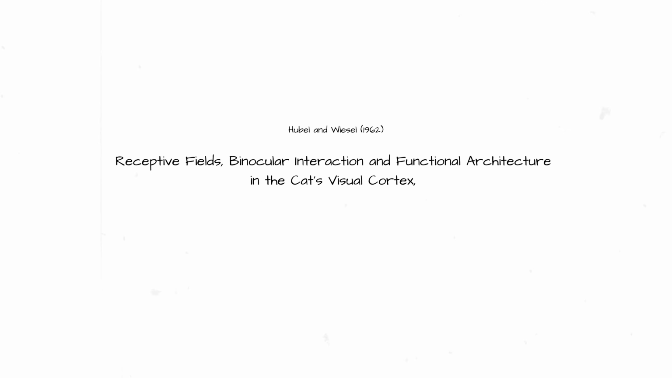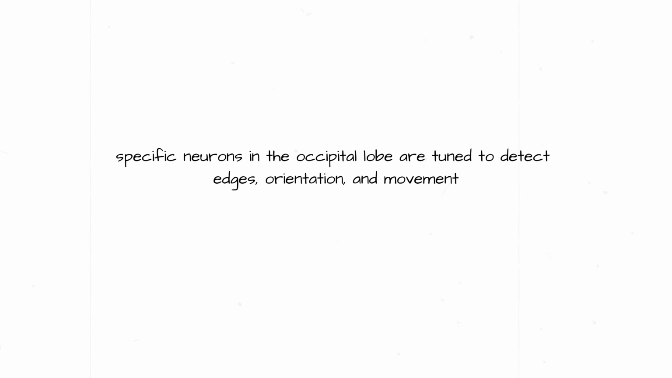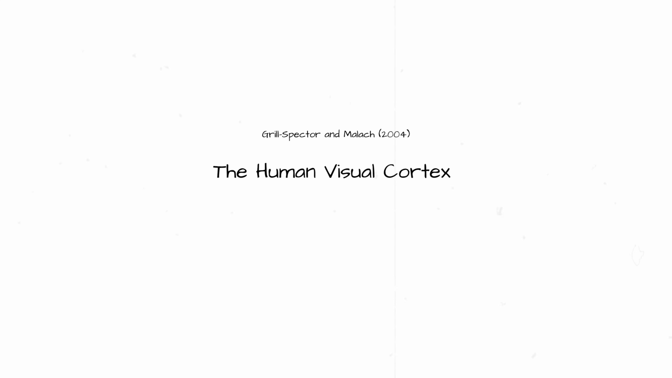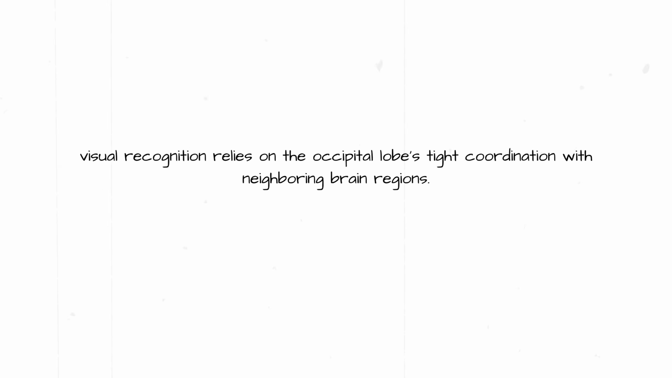According to Hubel and Wiesel's landmark research in 1962, titled Receptive Fields, Binocular Interaction and Functional Architecture in the Cat's Visual Cortex, specific neurons in the occipital lobe are tuned to detect edges, orientation, and movement. More recently, Grill-Spector and Malach's 2004 study, The Human Visual Cortex, emphasized how visual recognition relies on the occipital lobe's tight coordination with neighboring brain regions.